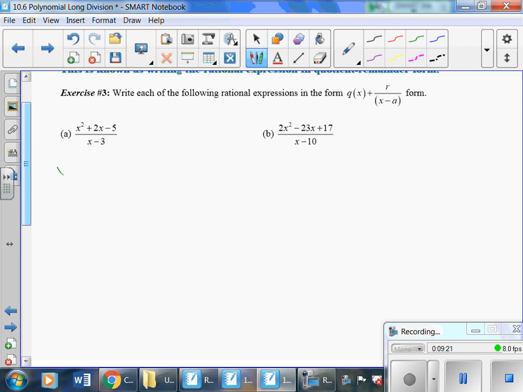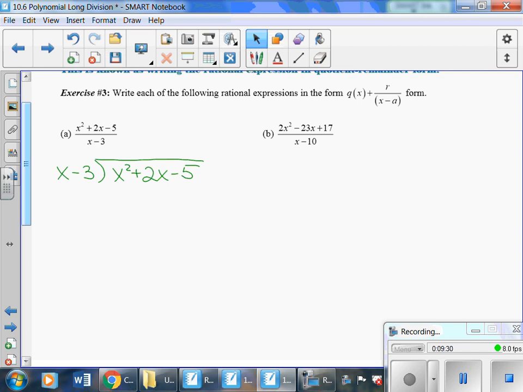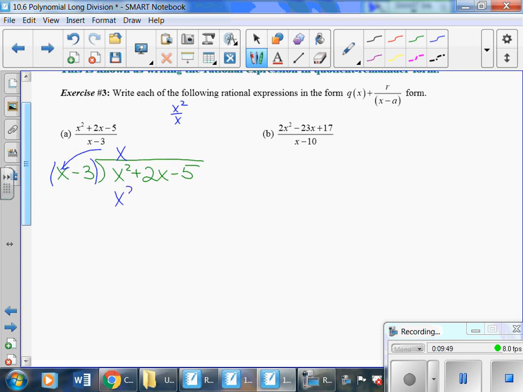We have x minus 3 into x squared plus 2x minus 5. So the first thing I'm going to ask myself is, what is x squared? How about we do it over here? What is x squared divided by x? And the answer, of course, is x. So now I'm multiplying this x minus 3 by the x that we have here. So x times x is x squared minus 3x.